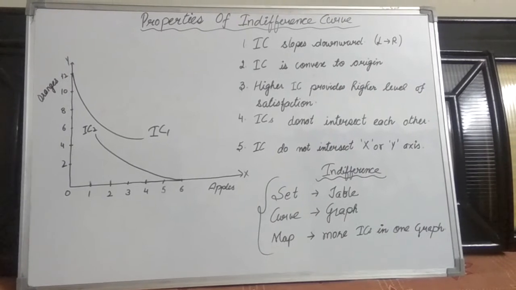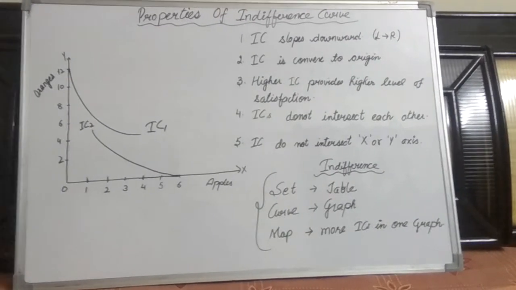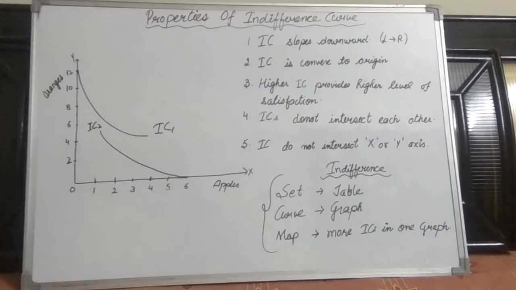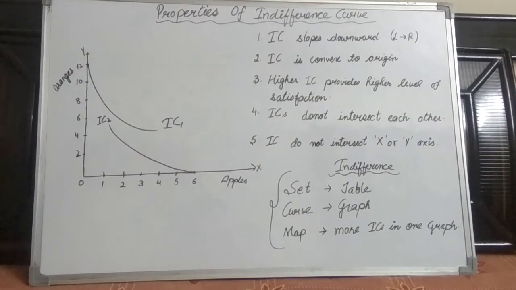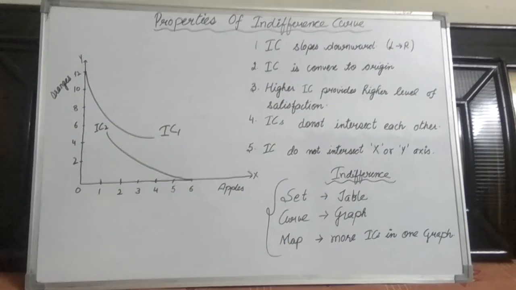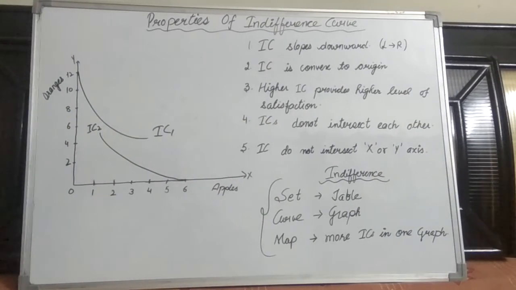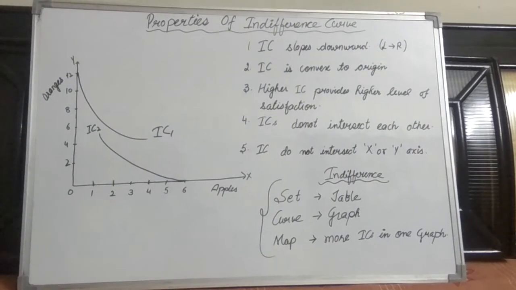So till now we have discussed the indifference set concerned with table presentation, the indifference set concerned with graphical presentation, and the map, which is concerned with more ICs drawn in a single graph.